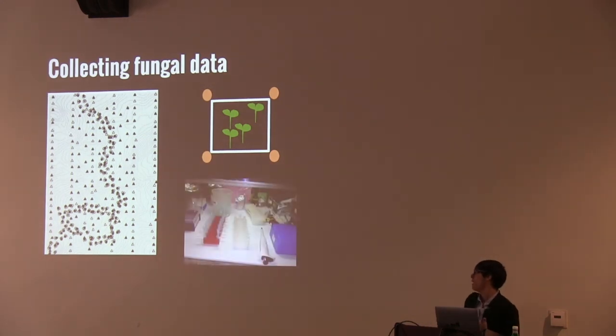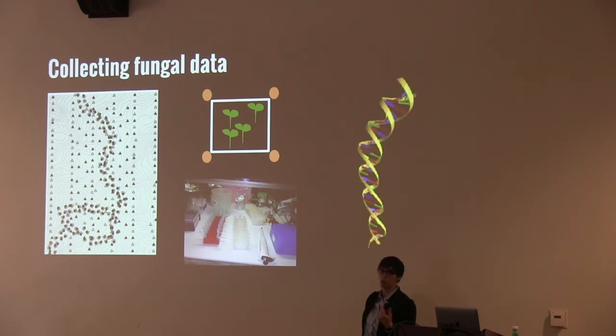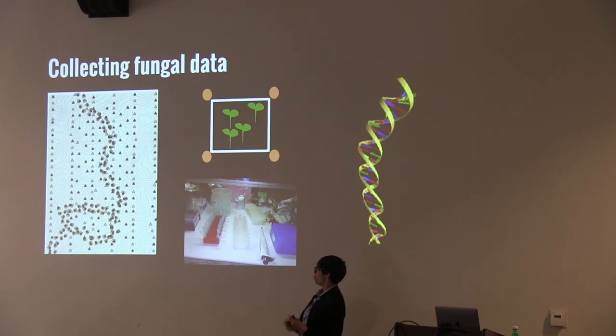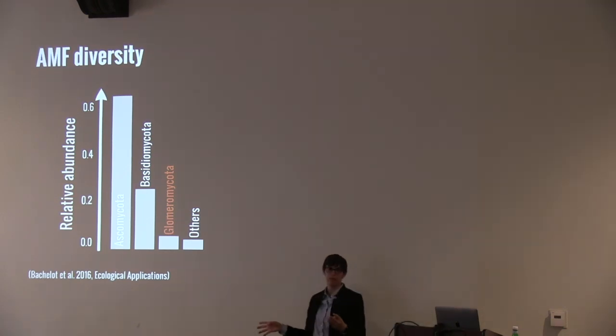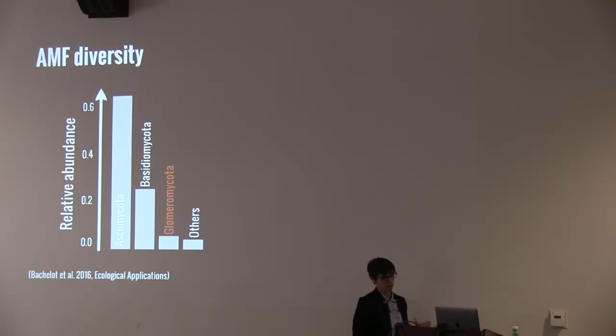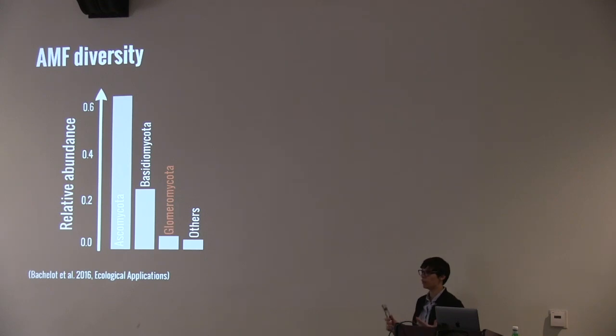So I did that, extracted the DNA from those seedling plots, and then we sequenced it using the Illumina platform with a broad fungal primer, because I was not just interested in one fungal group but in all the fungi present in the system. But today I'm just going to talk about the arbuscular mycorrhizal fungi. They're a very nice group of fungi, not only mutualists, but also a monophyletic group.